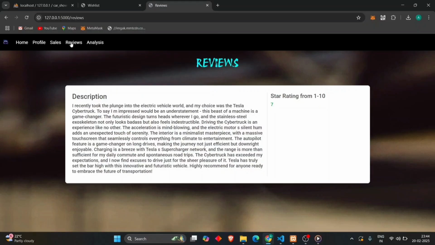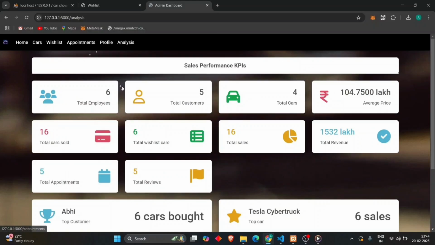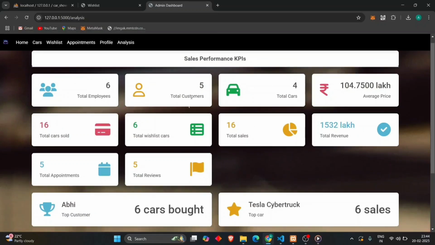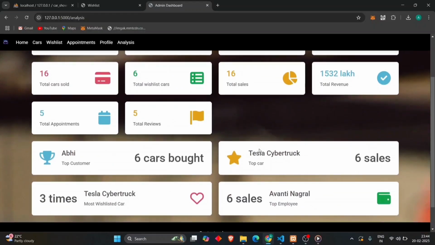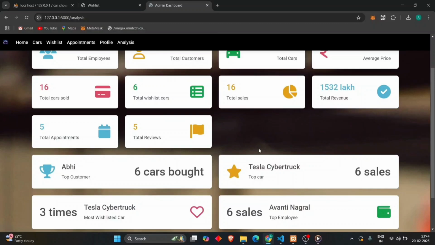After the reviews, we come to the analysis dashboard, wherein we show all the sales key performance indicators. So the total number of employees we have, the total number of customers we have, and the total number of cars sold. Our average price was about 104 lakhs, the total cars sold was 16, along with total wishlisted cars and total sales. So this is the complete dashboard which provides us the analysis, so that we can analyze this for the upcoming years and predict the demand for the cars and all the stuff.